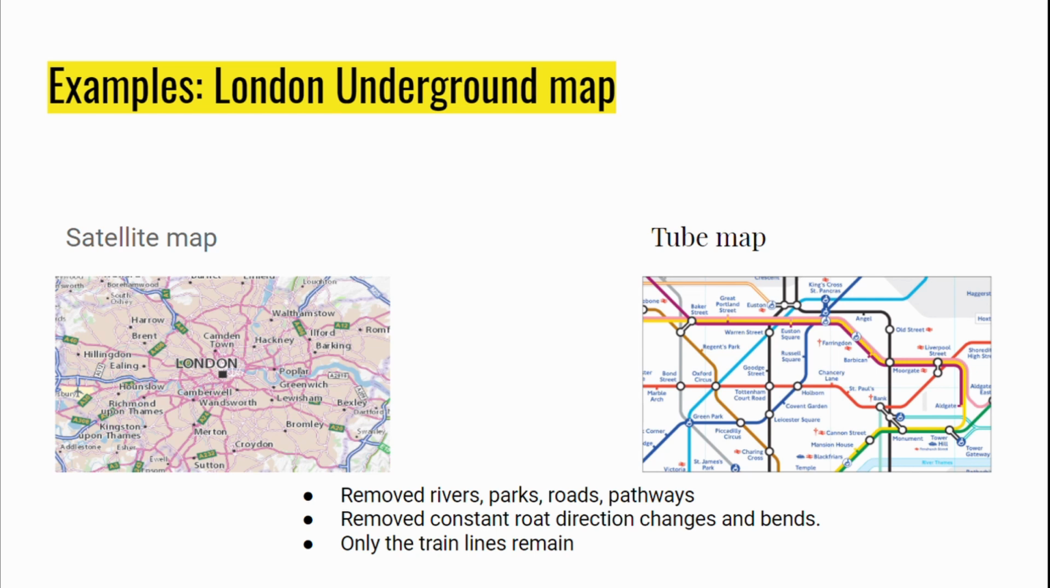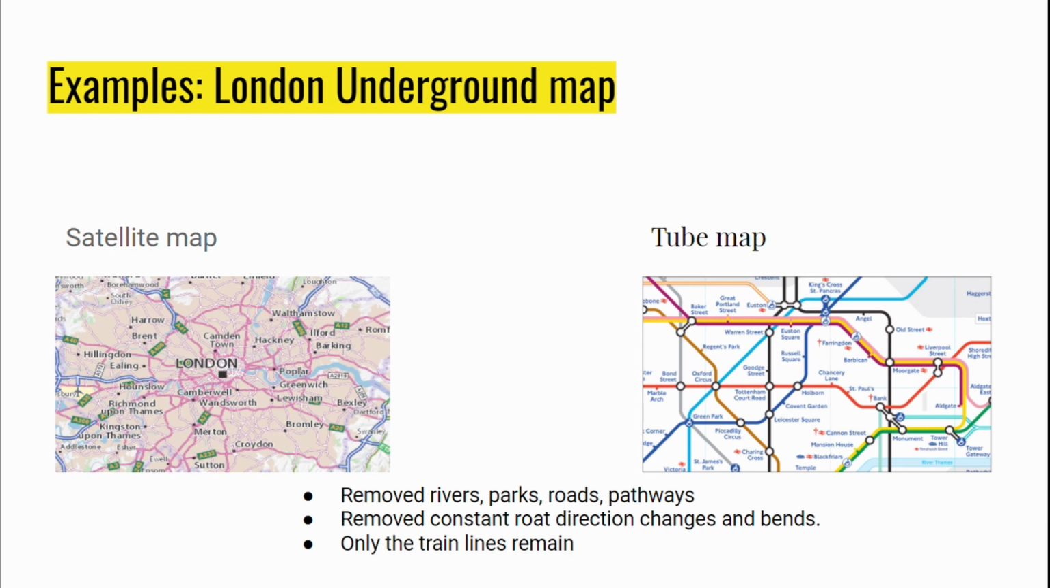Another example we can think of is the London Underground map. If you think of the London Underground map, or the Tube map, we can see that we just have a lot of different coloured lines and the stop names of each station, compared to the satellite image map, which would have the rivers, you might see some trees in there, you'll see normal roads, motorways, things that aren't relevant to the actual tube itself.